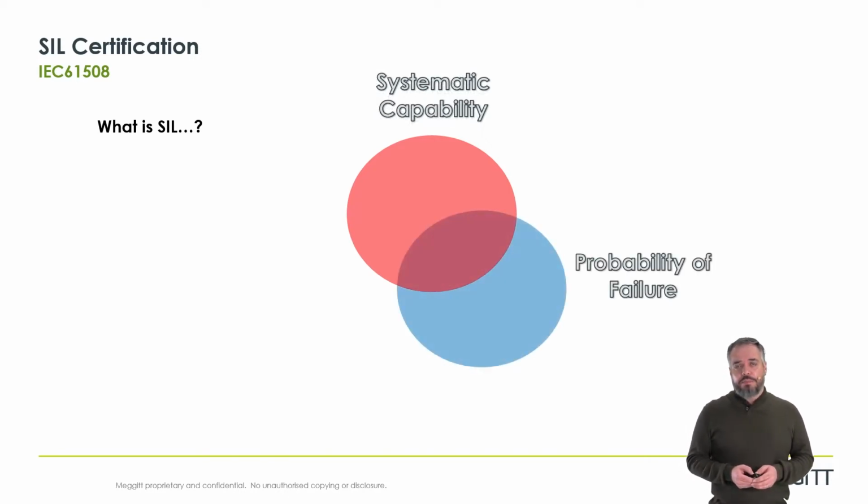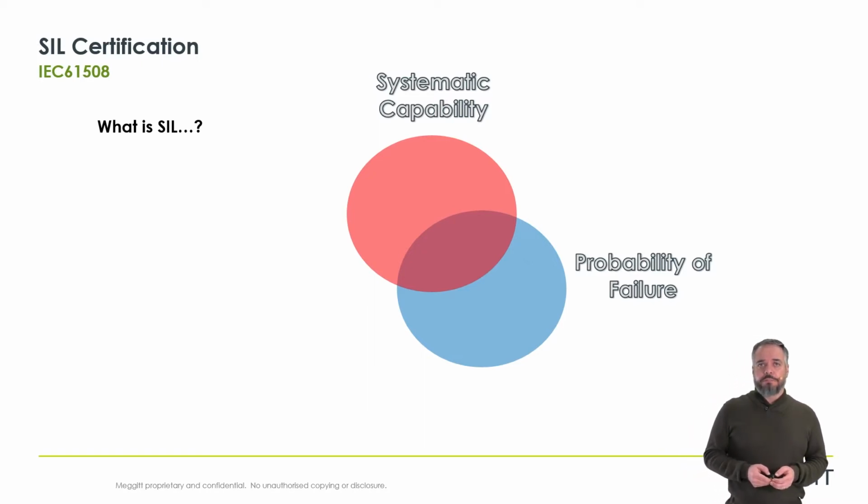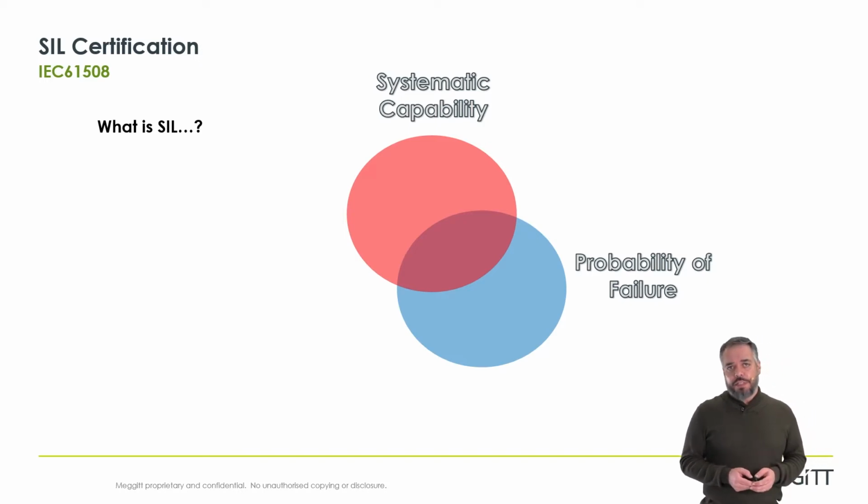Second one is the probability of failure. The probability of failure is calculated based on the failure rates of the system, combined with timing parameters according to the implemented architecture. The failure rates themselves are obtained via a FMEDA, failure modes, effects, and diagnostic analysis. The higher the SIL level, the lower the probability of failure must be.